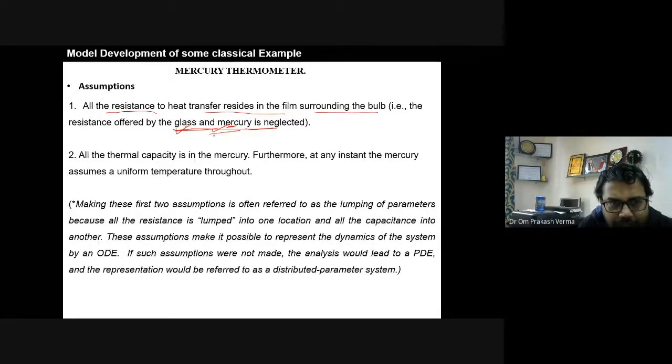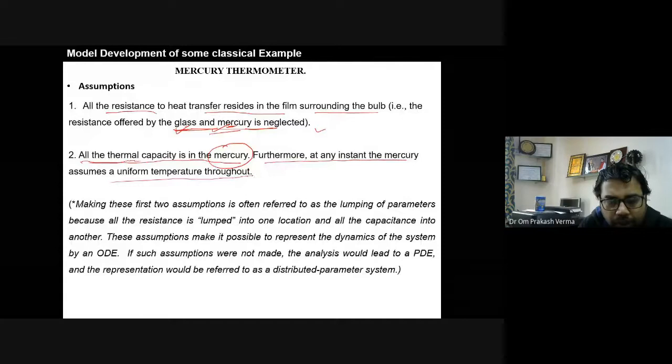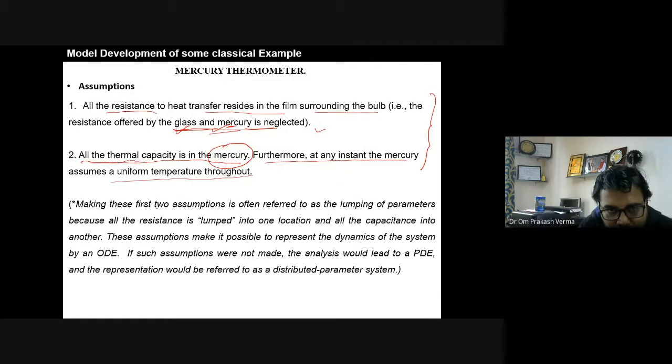We neglect its individual temperature; it is negligible. All the thermal capacity is in the mercury, and this is what makes it lumped instead of distributed. Is it understood? All the temperature is inside the mercury. Furthermore, at any instant the mercury assumes a uniform temperature throughout. Is it clear? It means that making these first two assumptions is referred to as the lumping of the parameters. What is the lumping of parameters?